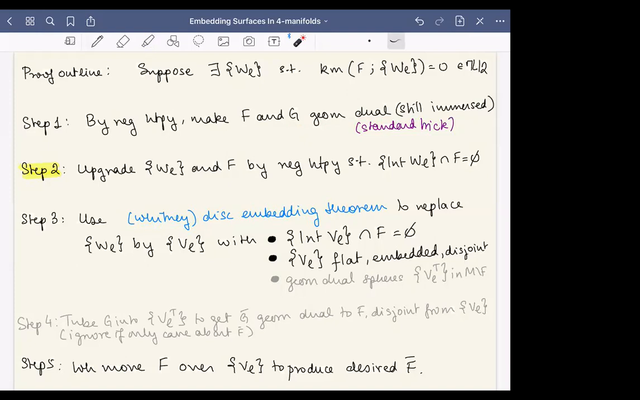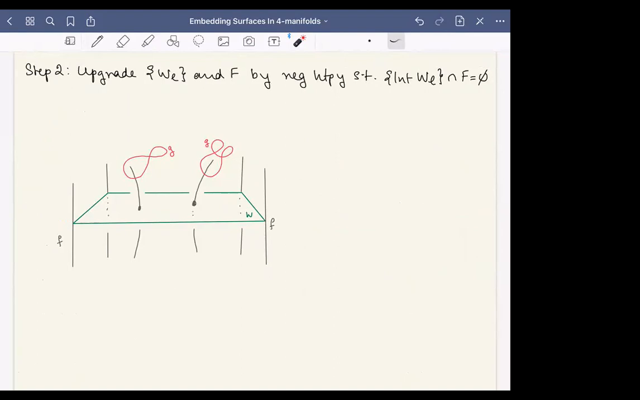Okay. So that's the outline. Let me talk about step two. The goal is that I have these Whitney disks, and I want to upgrade them. So F only moves by a regular homotopy. W is moving not by a regular homotopy. But don't worry about that.